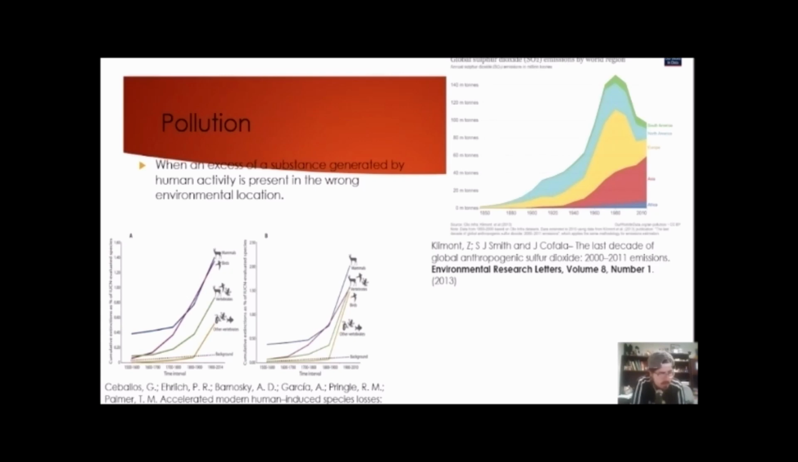So our definition specifies that it's anthropogenic, that it's not natural. It's not a volcano. A forest fire by lightning would not be pollution. We can't really help that. That's part of the forest's natural process. However, wildfires sparked by human negligence would be forms of pollution.